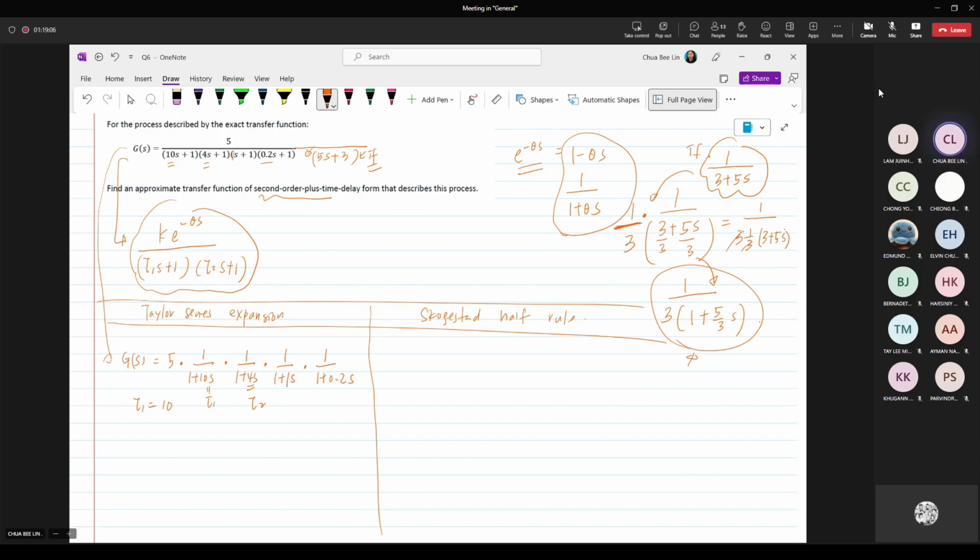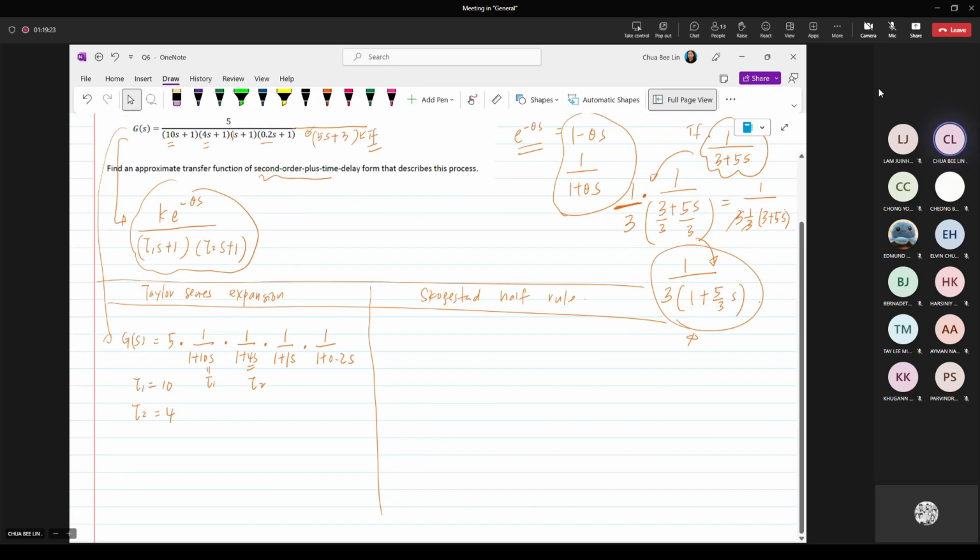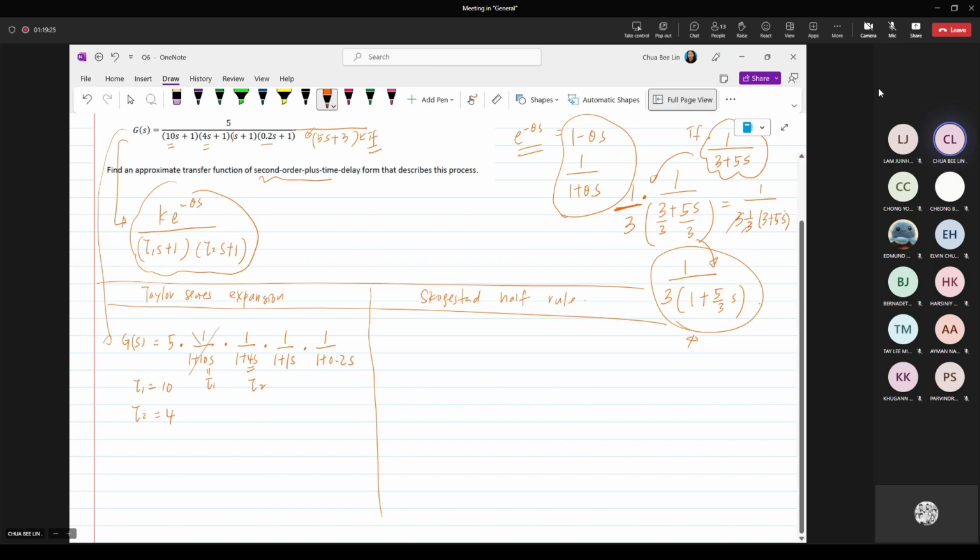So tau 1 and tau 2 are already solved. It's very simple for Taylor series expansion. It will follow the first biggest tau and the second largest tau. So you already solved your tau 1 is 10, tau 2 is 4. Okay. And then this one you already use for your time delay. And sorry, you already use for the tau, don't use. This one also don't use.